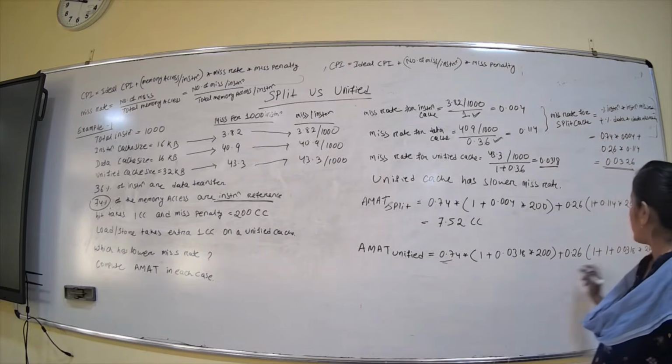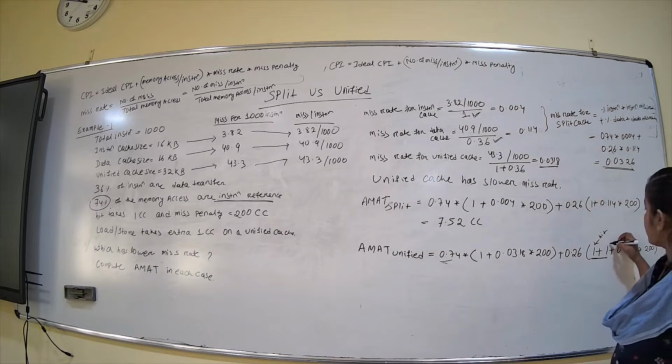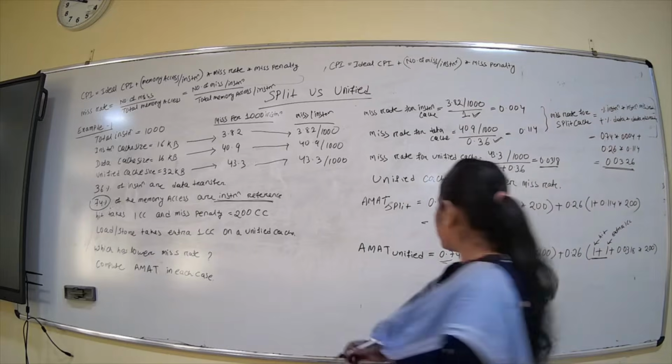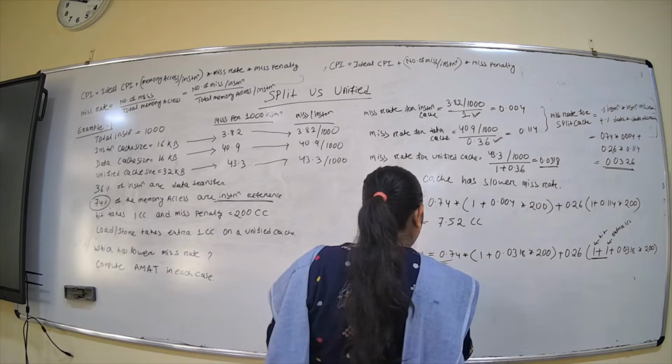So why is this 1 plus 1 plus 1? One is for the hit time, another one for the extra 1 clock cycle. Getting it? So the answer will be 7.62 clock cycles.